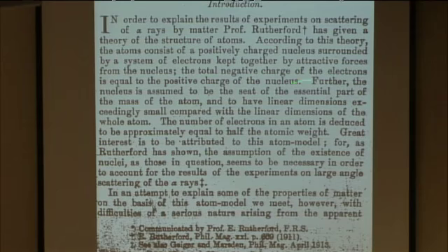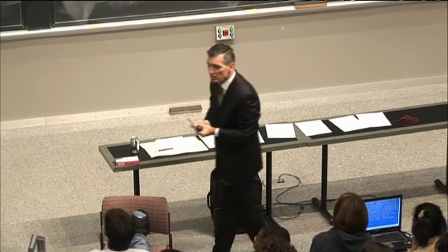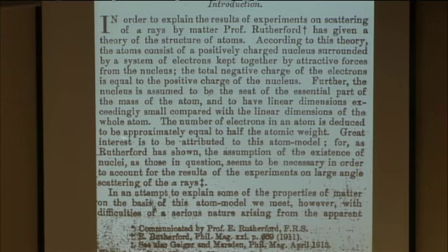The total negative charge of the electrons is equal to the positive charge of the nucleus. Further, the nucleus is assumed to be the seat of the essential part of the mass of the atom and to have linear dimensions exceedingly small compared with the linear dimensions of the whole atom. This is beautifully written, clear. It's textbook quality, and it's written by a man whose native language isn't even English. Read the literature. The number of electrons in an atom is deduced to be approximately equal to half the atomic weight. Great interest is to be attributed to this atom model.